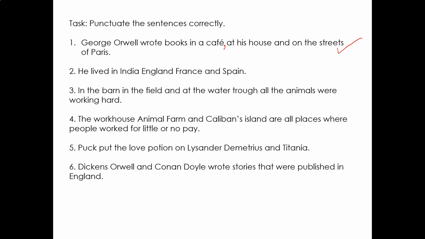Right, grab yourself another colour pen and let's mark. He lived in India, comma, England, comma, France and Spain. So two commas in that sentence. In the barn, still a list here, isn't it? In the field and at the water trough all the animals were working hard. So we need a comma here because that first bit is a prepositional phrase which makes a subordinate clause.